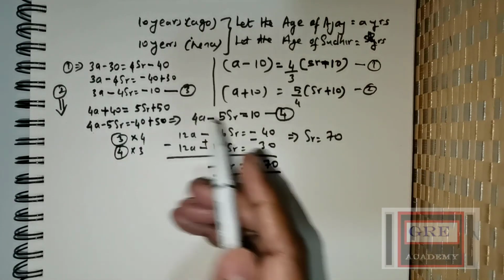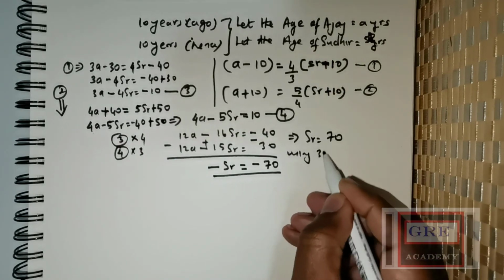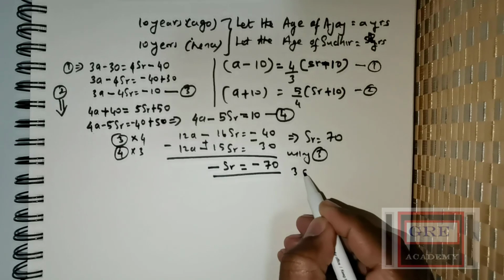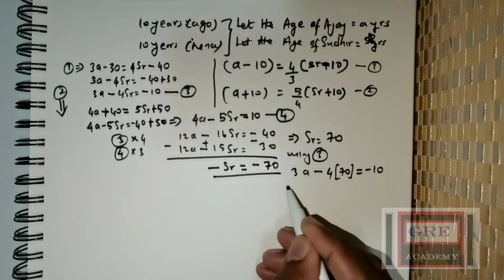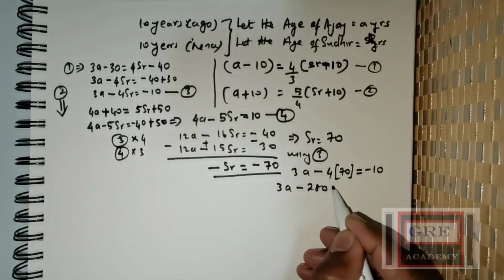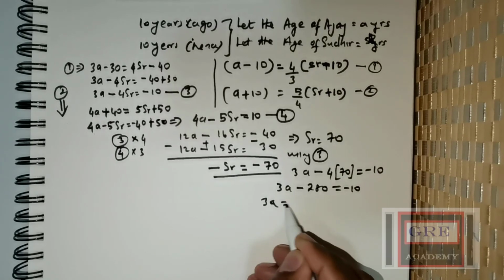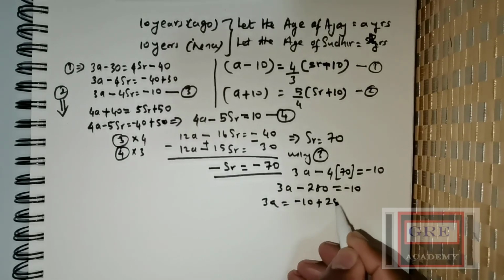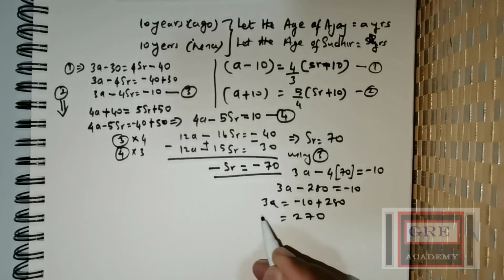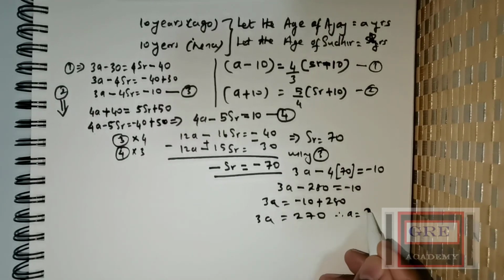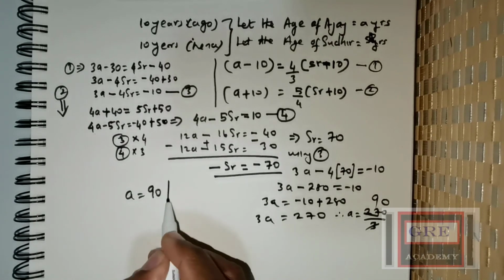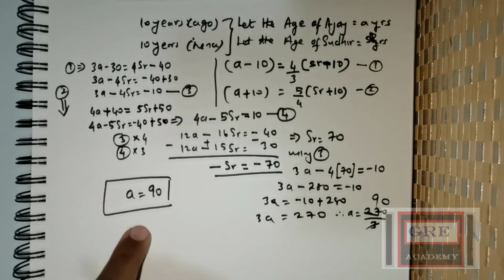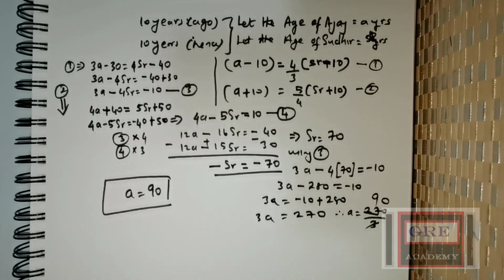Now I'm going to use equation 3. So using 3, we get 3 times a - 4 times 70 is equal to -10. So 3a - 280 is equal to -10. So 3a is equal to -10 + 280, that's going to be 270. 3a is equal to 270, therefore a is 270 divided by 3. 3 divides 27, 9 times, and a is 90. So we have got the value requested by the question, and that completes the solution to this question.